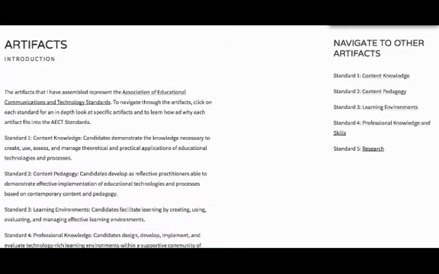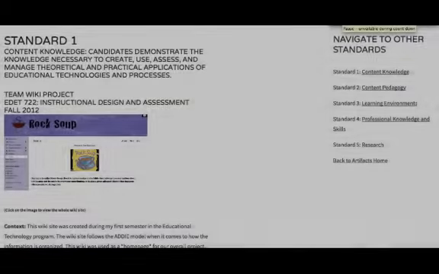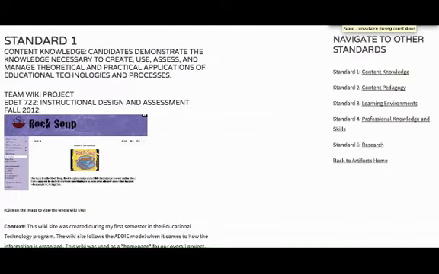Each of the AECT standards is supported by at least 2 artifacts that show my abilities. Any aspects of the ADDIE model that were used in the creation of my artifacts are also noted. In Standard 1, the artifact that best demonstrates my content knowledge is the RockSoup wiki site and all content located in that wiki site. It was a team project, and our ability to collaborate with each other is evident through the exploration of the wiki site.